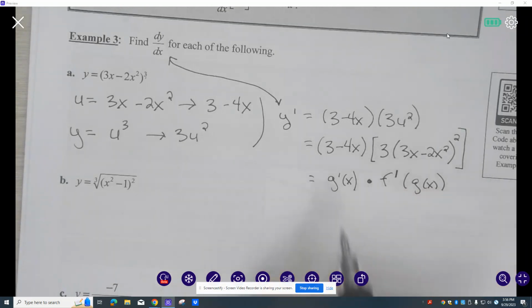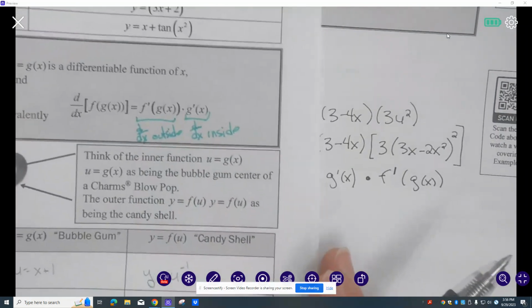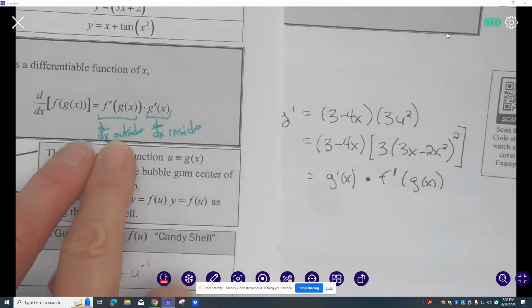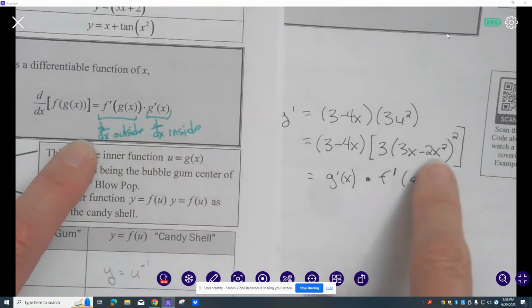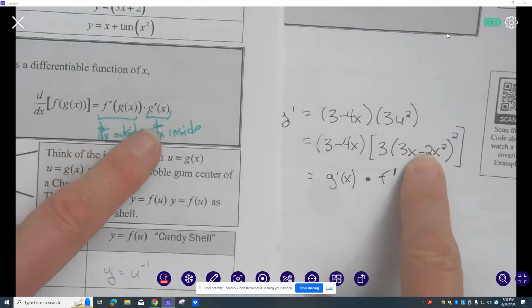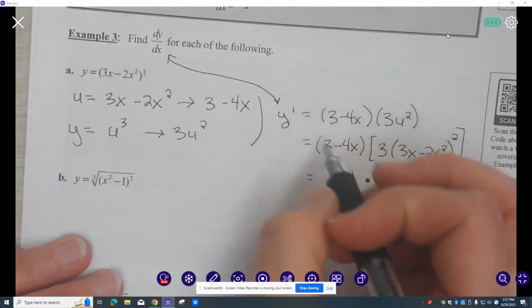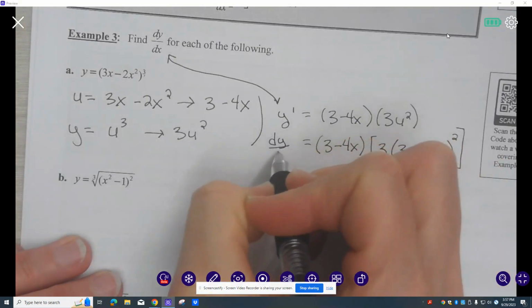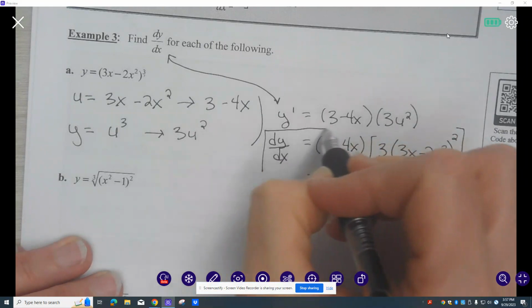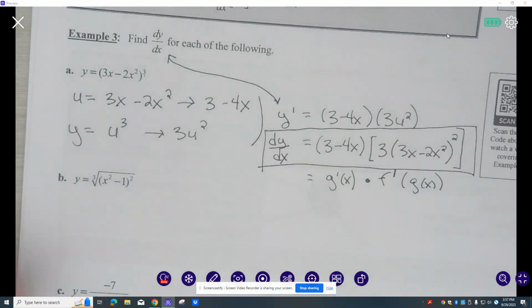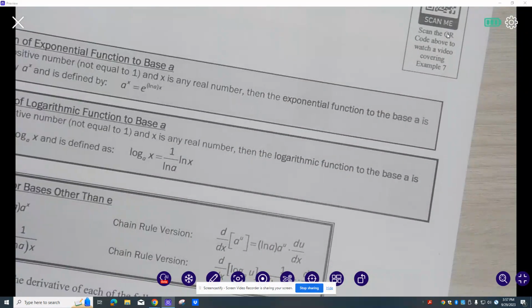So this matches up. I can maybe put these both on the screen at the same time. This matches up with this. Derivative of the outside with the inside unchanged, times the derivative of the inside. So this is my y prime or my dy/dx. Okay, I think I'm going to stop that for now. That's a good start, and we can keep going with these in class.